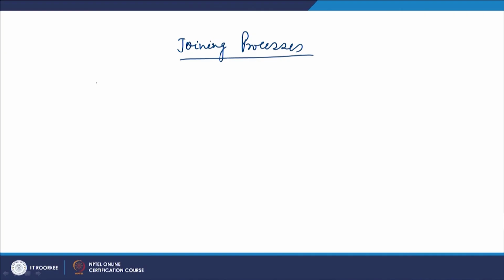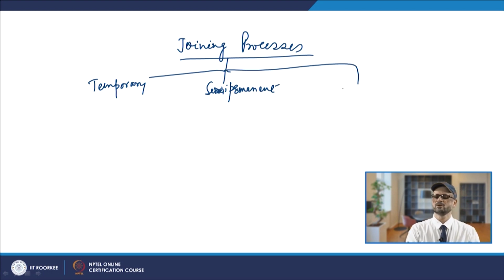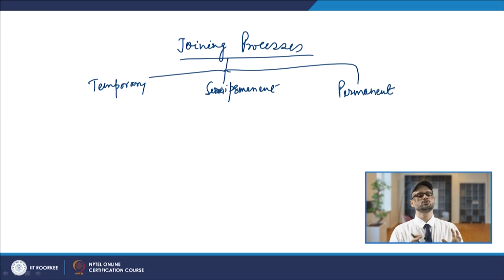So, joining processes, when we talk in a very broad manner, you may have the temporary type of joint, you may have the semi permanent type of joint, and you have the permanent type of joint. As we know, when we are trying to join for engineering applications, many a times you have to join two materials. Their joining can be either temporary or semi permanent or permanent.